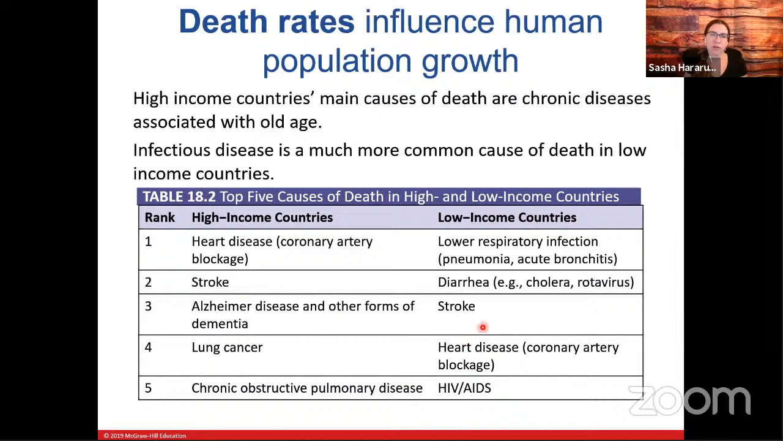And the number three cause of mortality is stroke and heart disease. And then number five is, unfortunately, HIV/AIDS.